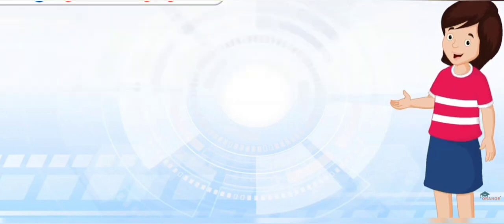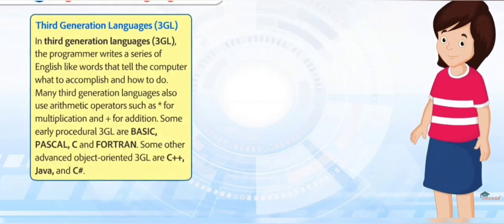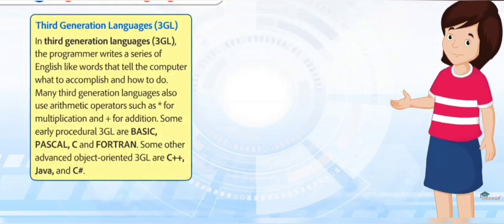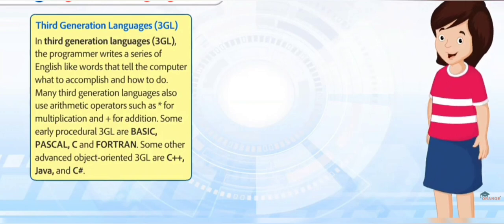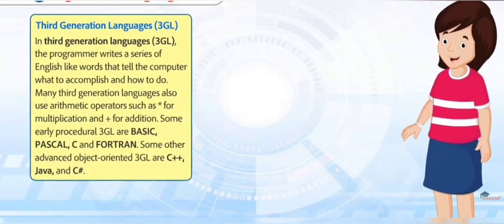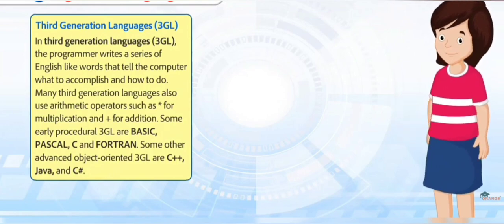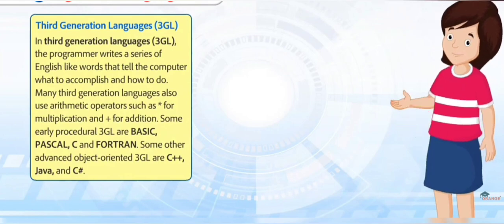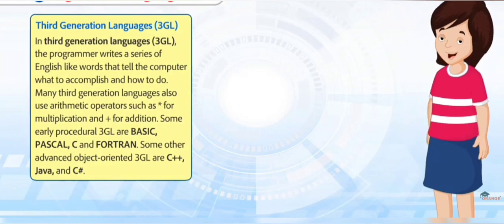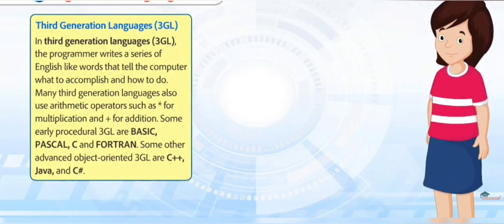Now, the first part of it, third generation language. In this generation of computer languages, the programmer writes words that resemble our own English words, which tell the computer what and how to do any task. However, specific training is still required to program in these languages. Many third generation languages also use arithmetic operators, like for multiplication we use an asterisk, plus is used for addition, etc. Some examples are BASIC, COBOL, Pascal, C++, etc.